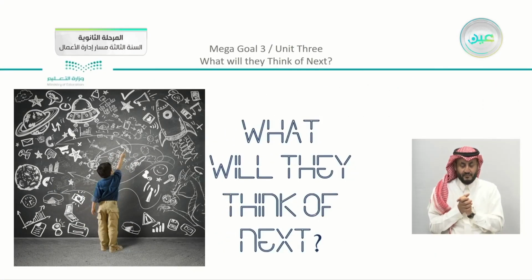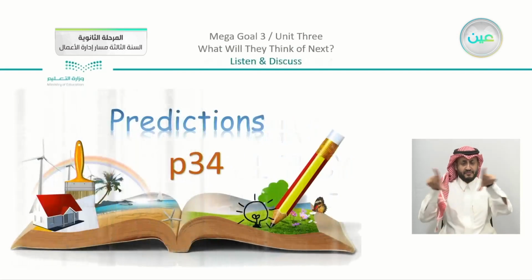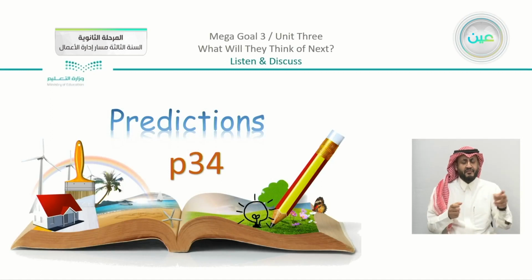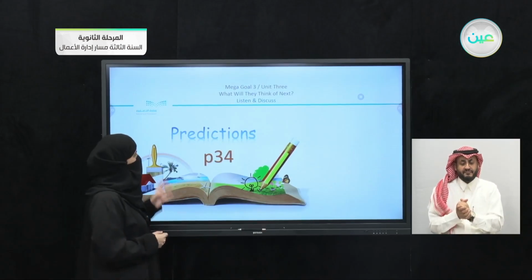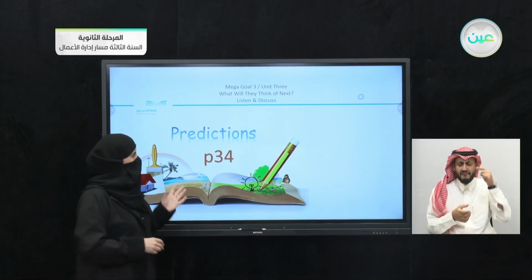Of course, our unit, What Will They Think of Next? We had the discussion about the different things that may be predicted in the future as inventions and different things or techniques that people can use in the future. Now we have predictions, as you can see. We have page number 34.